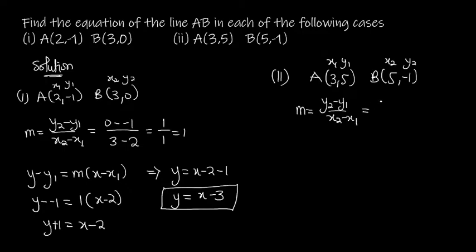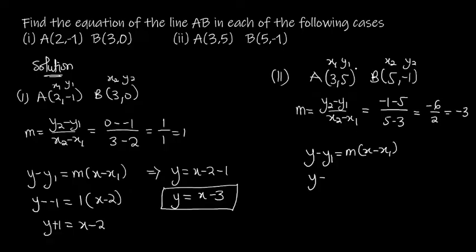This is equal to, my y2 is negative 1 minus my y1 is 5, over my x2 is 5 minus my x1 is 3. So I have negative 6 over 2, and this will give me a gradient of negative 3. Now substituting this into the expression, y minus y1 equals m into bracket x minus x1, I have y minus y1, which is 5, equal to negative 3 as the gradient, times x minus x1, which is 3. So I simplify this expression to have my equation of the straight line.